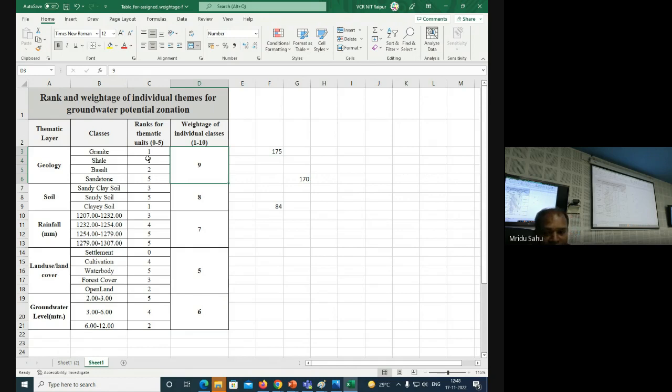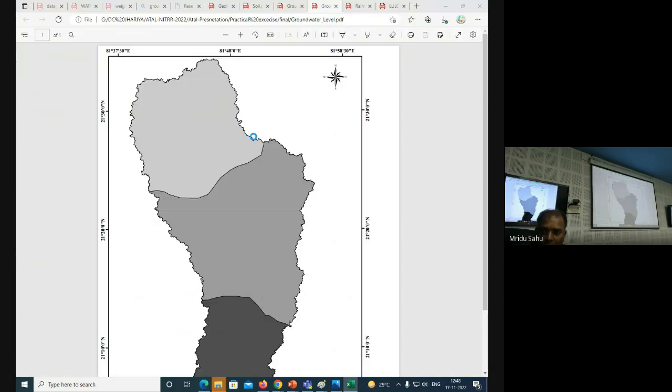Now you see, for 175 which area are you getting, and for 50 which area are you getting? Tell me in comparison with respect to north, south, east, west. With respect to direction you have to tell where you are getting higher potentiality, where lower. These maps are already given to you.